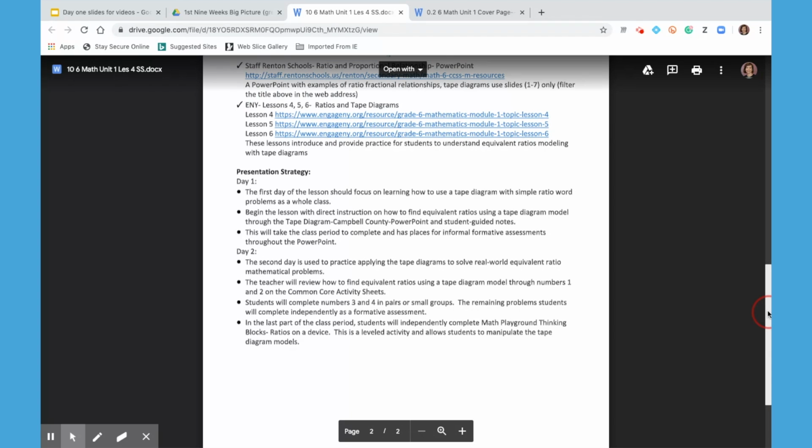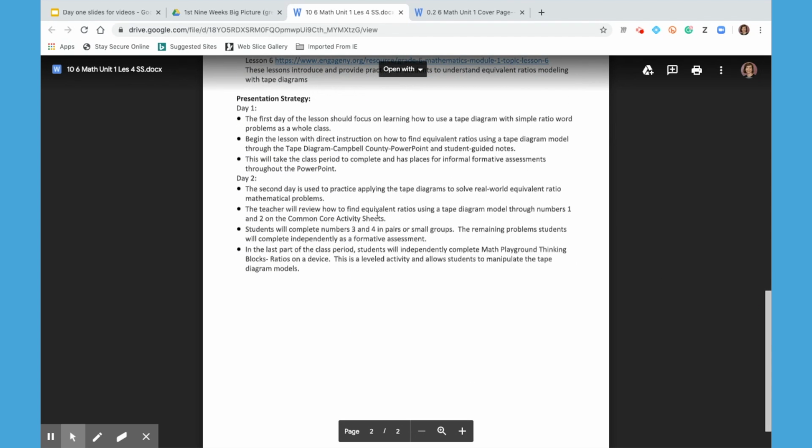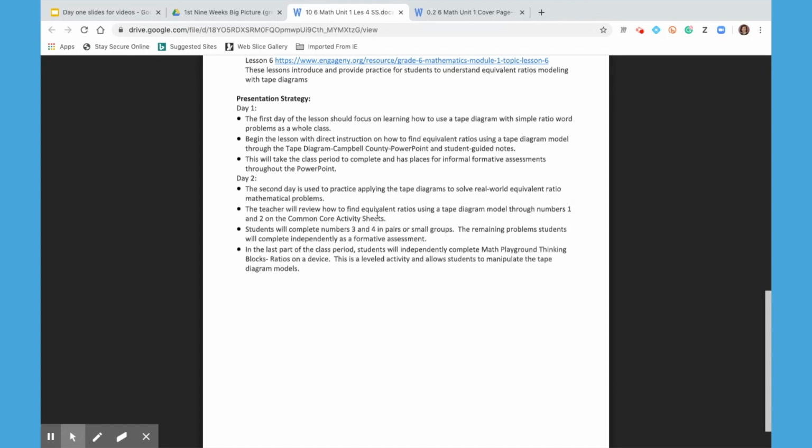And now looking at the presentation strategies. The first day of the lesson should focus on learning how to use a tape diagram with simple ratio word problems as a whole class. Begin the lesson with direct instruction on how to find equivalent ratios using a tape diagram model, through the tape diagram Campbell County PowerPoint and student guided notes. This is what you'll be working through. You'll start the PowerPoint and continue with the guided note page, which is the tape diagram activity page.